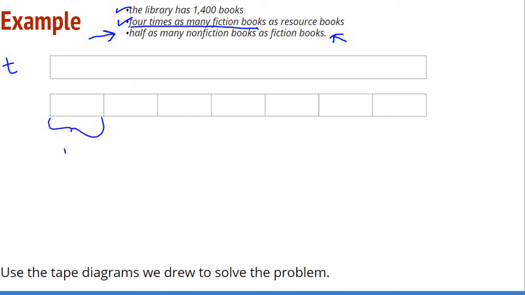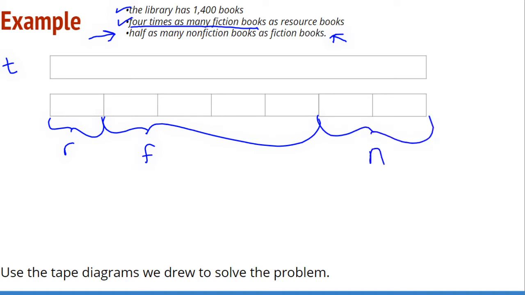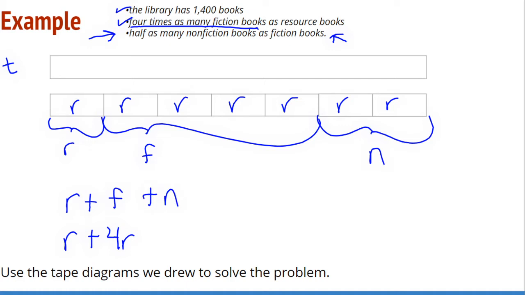So here's my resource books. Here are my 1, 2, 3, 4, here are my fiction books. Here are my nonfiction books. But each of the units is an R. So I have my resource books plus my fiction books, and my fiction books can be expressed as 4 of R. And I've got my nonfiction books, which can be expressed as 2 of R. And altogether I have my total number of books, which is equal to 1 R plus 4 R's, which is 5 R's, plus 2 R's, which is 7 R's.